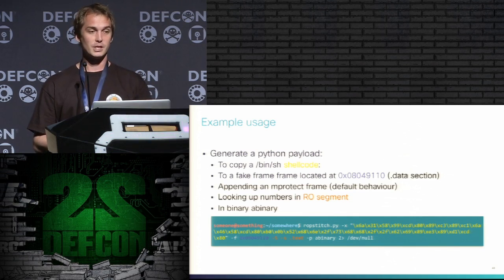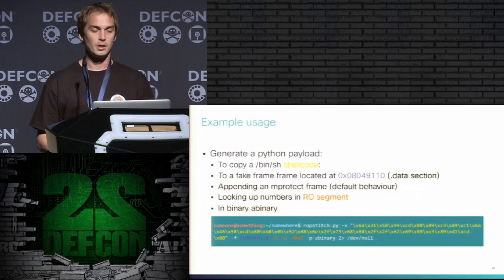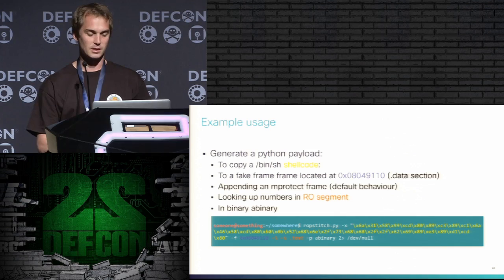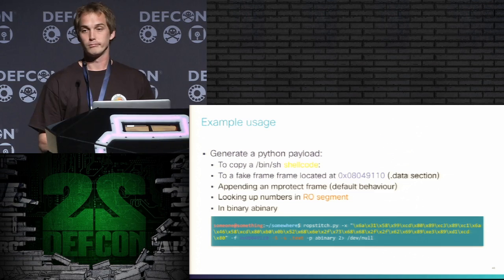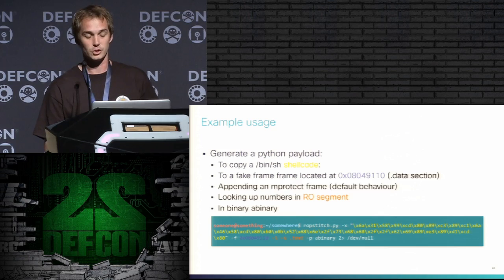So an example usage is basically to copy a binsh shellcode to a fake frame located in the data section, putting an mprotect frame and looking up segments in the read-only segment in a binary, you end up basically with this command. And so all this basically will spit you out a bunch of Python code, which, once run, will generate your shellcode.